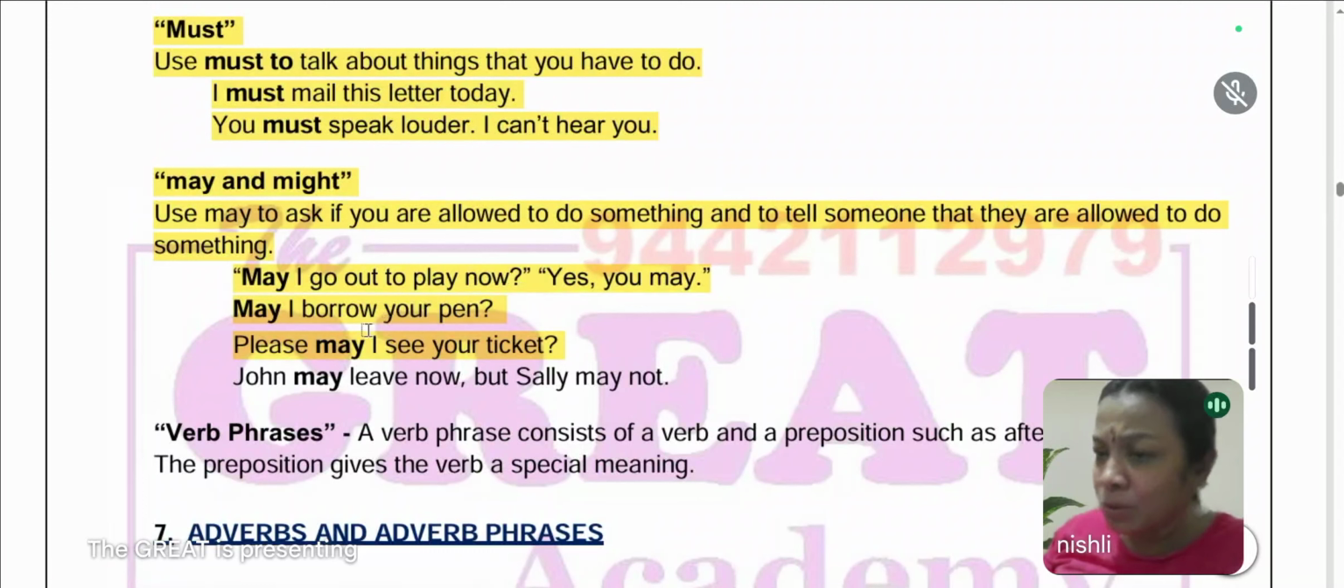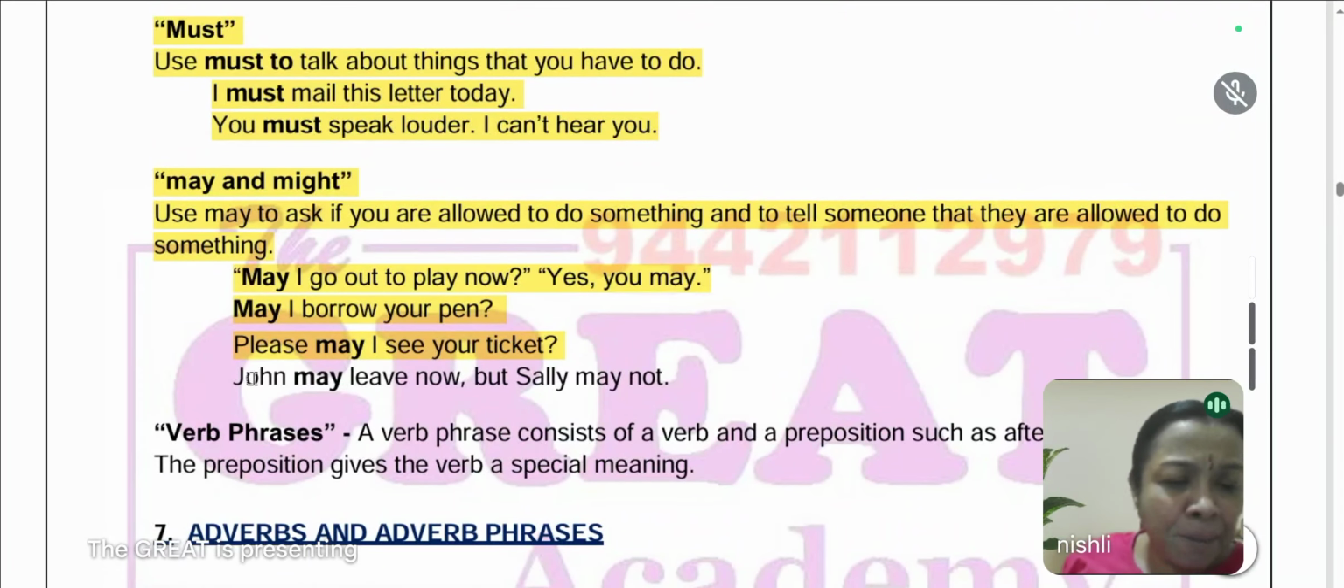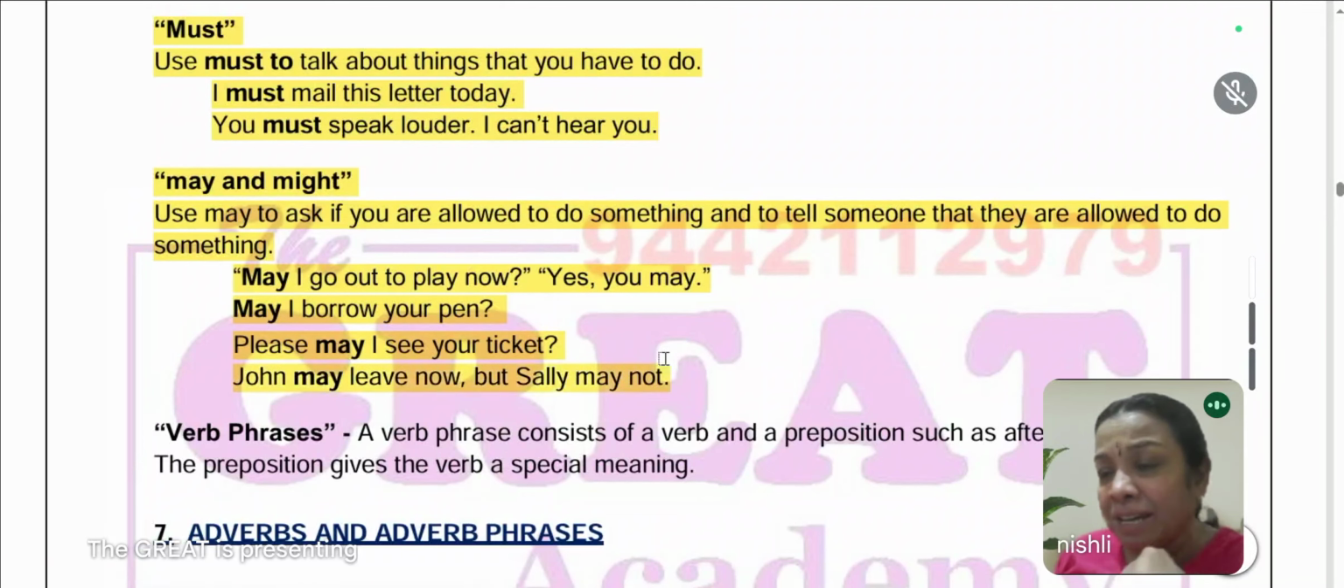So when you request something, you can use may, and many of you will have some confusion between may and can. You can use may and can for any question too. May I come in? Can I come in? All are the same. So you're asking permission in a very polite way so that the other person will grant your request. May I borrow your pen? Please, may I see your ticket? So the ticket collector is asking, please, may I see your ticket?